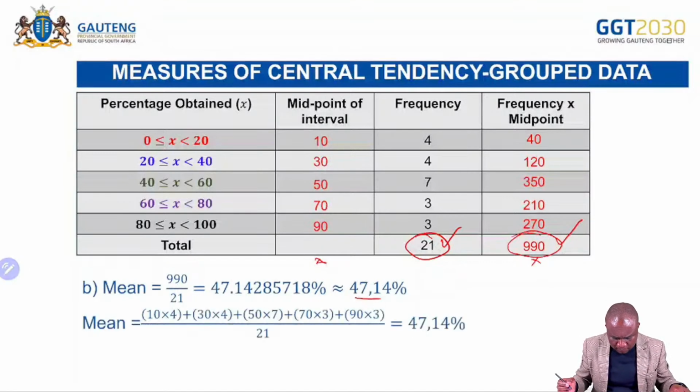Let me check. Oh, I was just showing you that you can do this just once. You can just multiply interval times frequency, interval times frequency, like that. You still get the same answer. Let's say you don't want to introduce this column. You can do this. Okay?